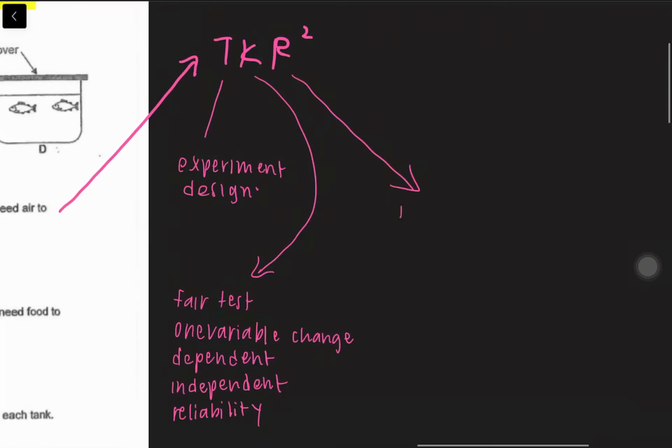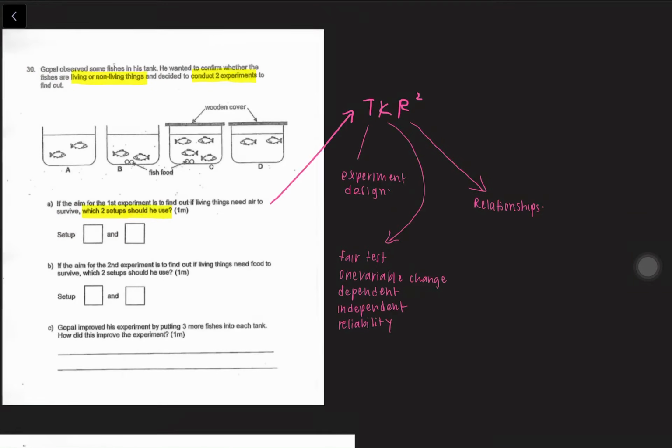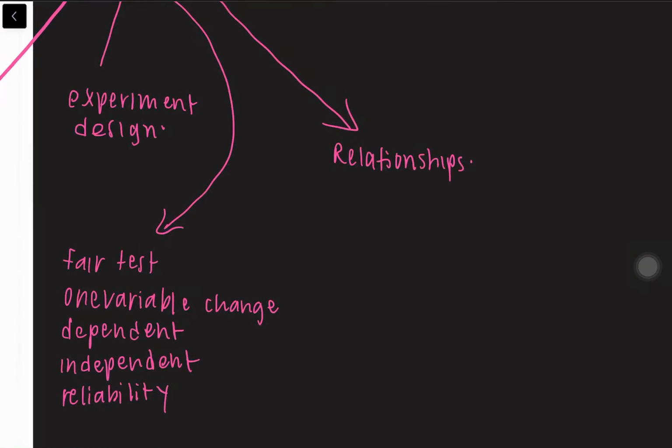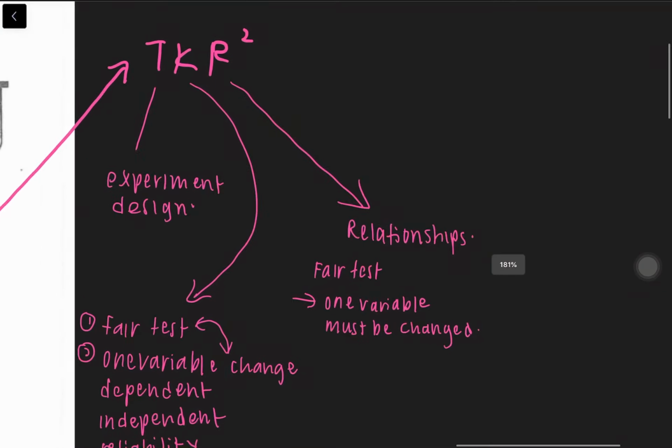So now let's move on to our first R, which is relationships. Let's think about some of the relationships. Let's look at fair test first. For us to have a fair test, what must we do? We see a relationship between these 2 keywords over here. So for a fair test, only one variable must be changed.